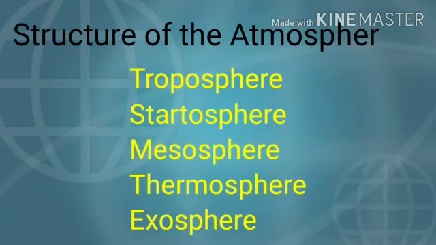Next we are going to see the structure of the atmosphere. The atmosphere is thick near the earth's surface and thins out until it eventually merges with space. The 5 atmosphere layers are troposphere, stratosphere, mesosphere, thermosphere and exosphere.